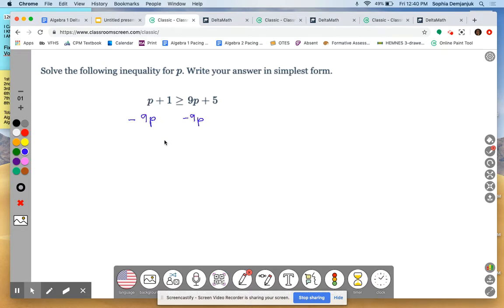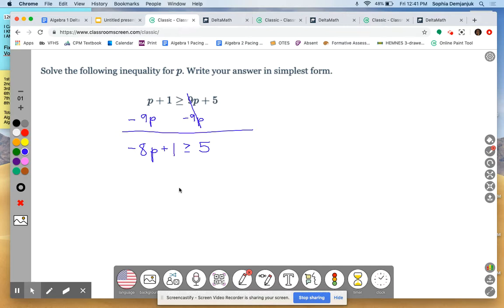And I have to make sure that since I'm working with variables, I combine it with like terms. So I'm not going to put it underneath the 1 because that doesn't have a p on it. I'm going to put it underneath the other p. So now p minus 9p gives me negative 8p. Bring down my plus 1, bring down my greater than or equal to symbol, bring down my 5.